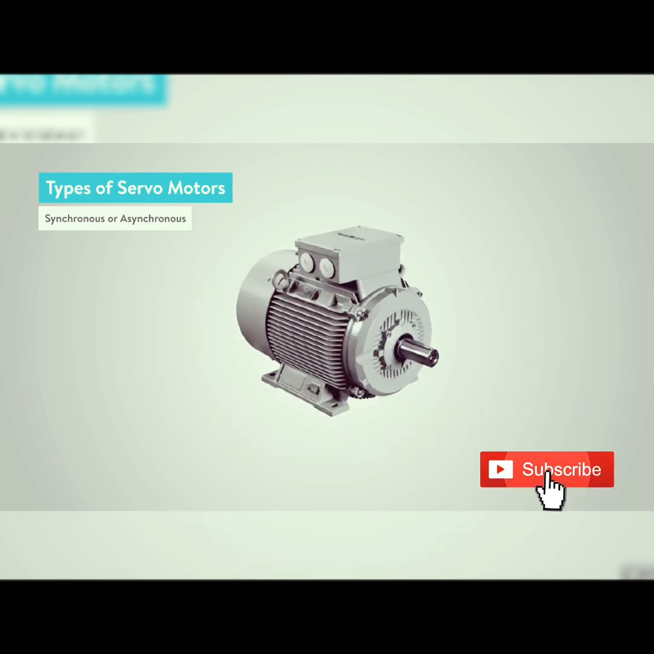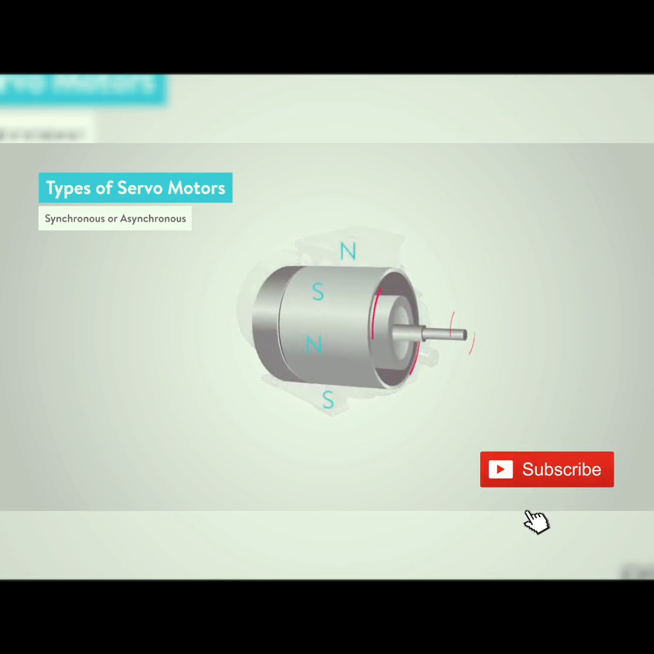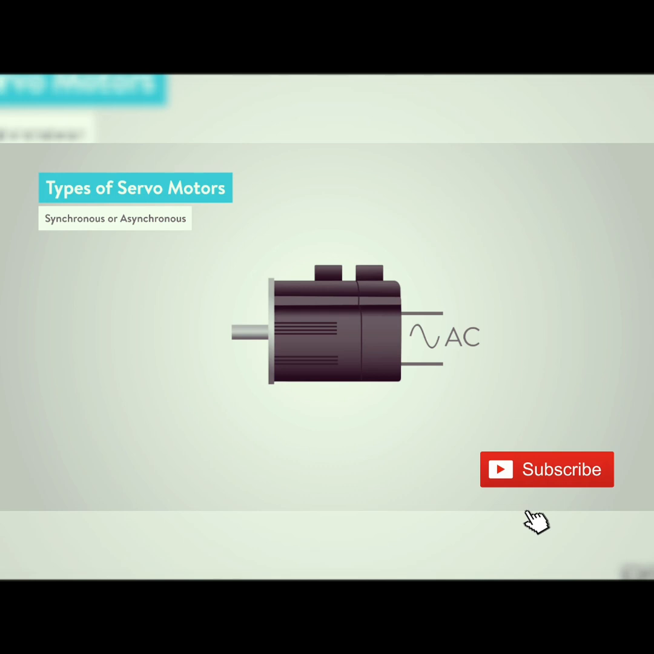However, in an asynchronous motor, normally referred to as an induction motor, the rotor rotates at a speed slower than the stator's rotating magnetic field. However, the speed of an asynchronous motor can be varied utilizing several control methods, such as changing the number of poles and changing the frequency, just to name a couple.